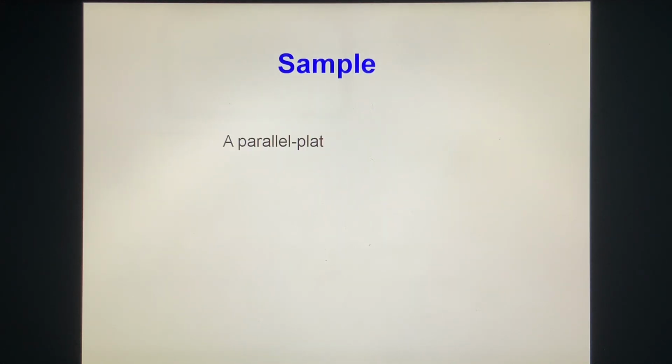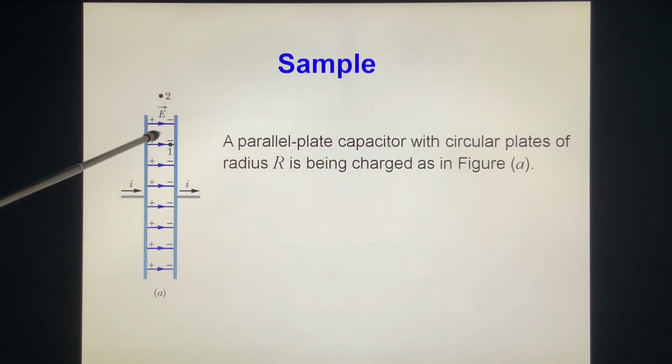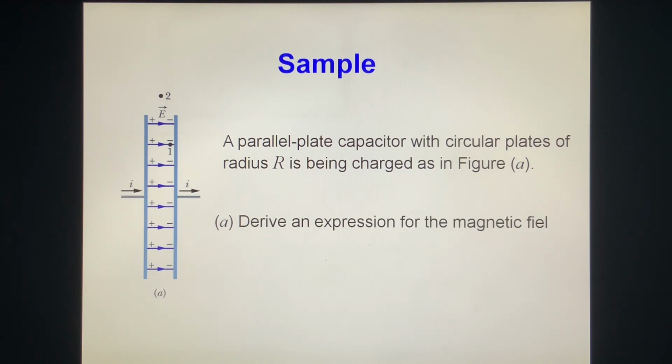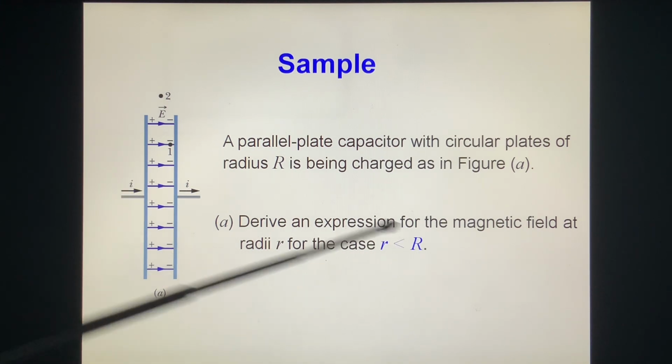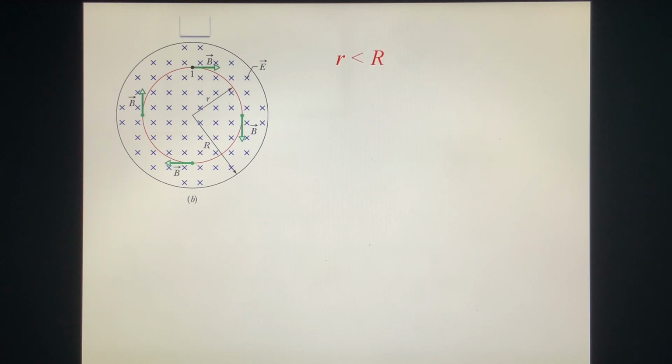Example: a parallel plate capacitor with circular plates of radius R is being charged as in Fig A. Derive an expression for the magnetic field at radius r for the case r smaller than big R. This is point 1, r smaller than big R. This is big R. So we make a circle passing through this point. This is a small r.